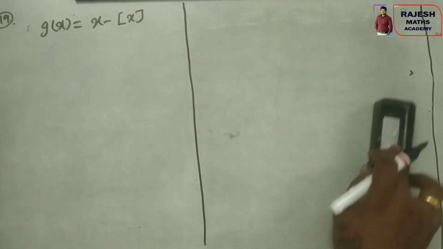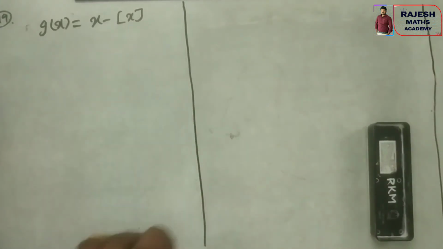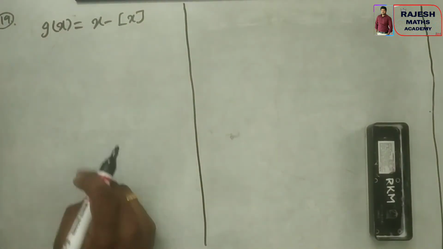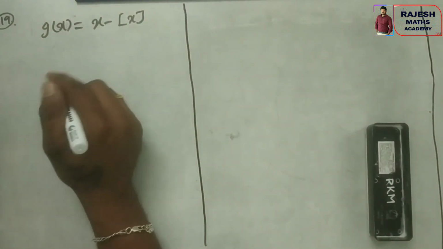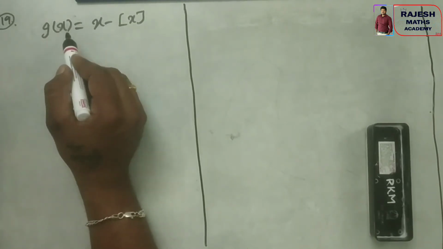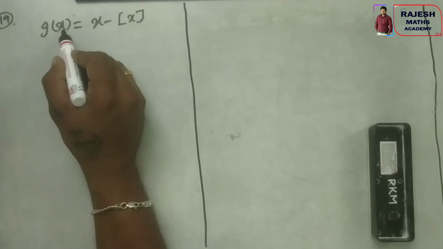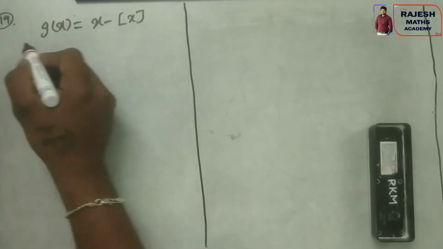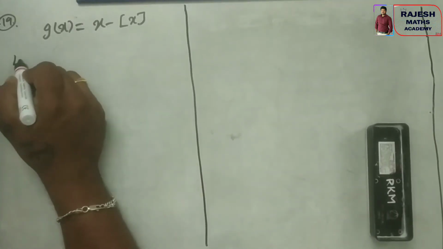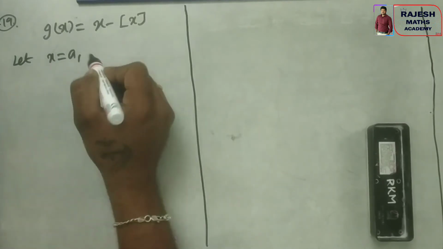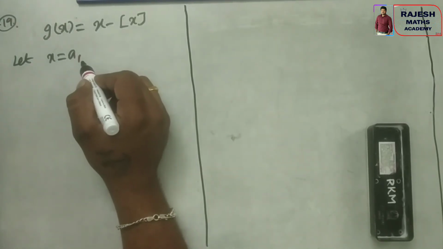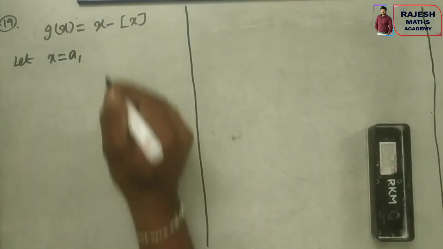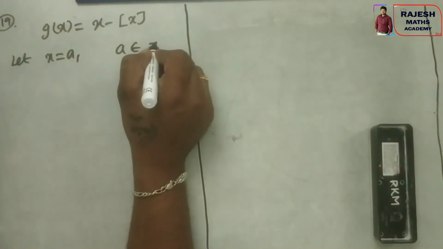For example, all the integer points are x equal to 0, plus 1, minus 1, plus 2, minus 2, and we have to show that the function is discontinuous at all of these. Discontinuous means that at every integer point, the left hand limit and right hand limit of g of x are not equal, and we need to prove this. Let x equal a. Because we have infinitely many integer points, I am proving it generally for x equal to a, where a belongs to the integers.